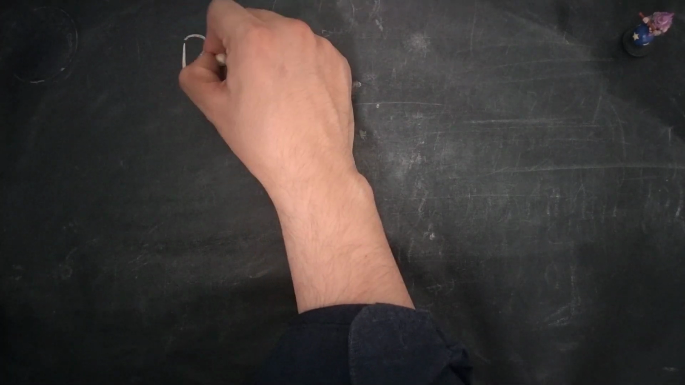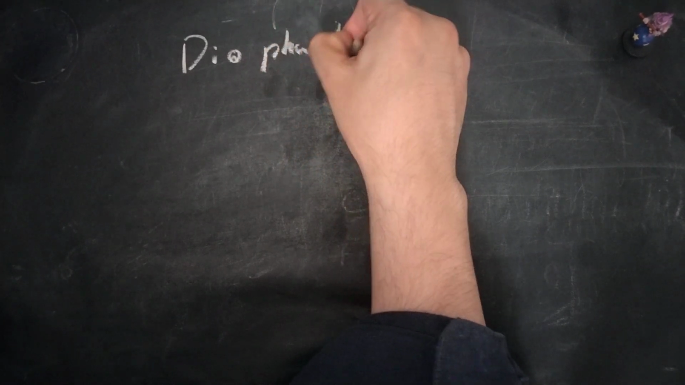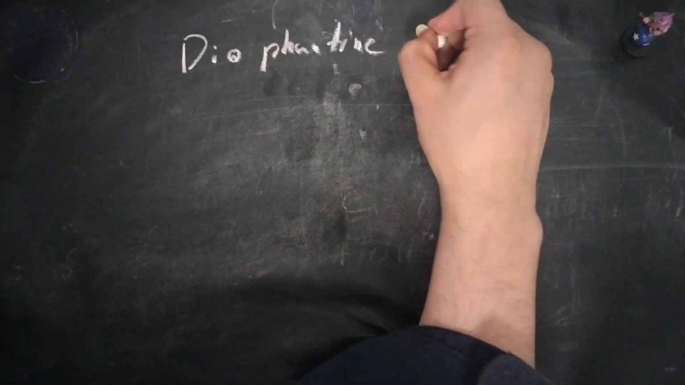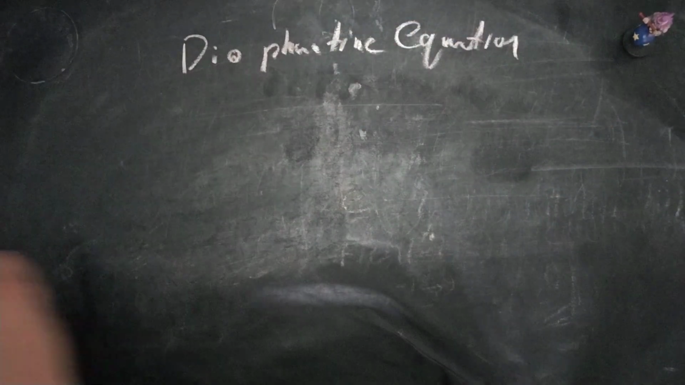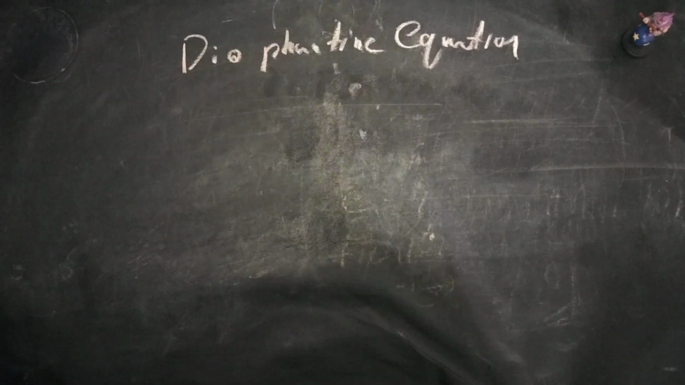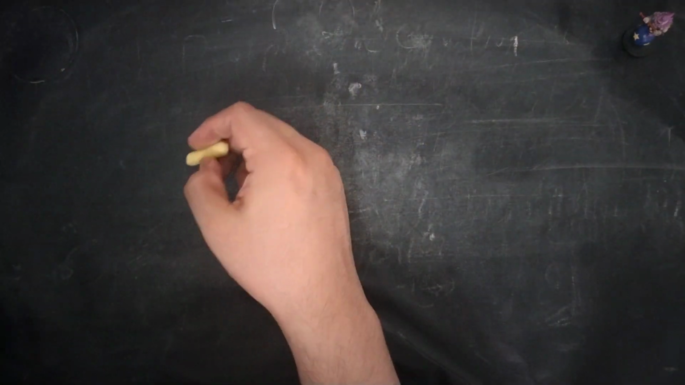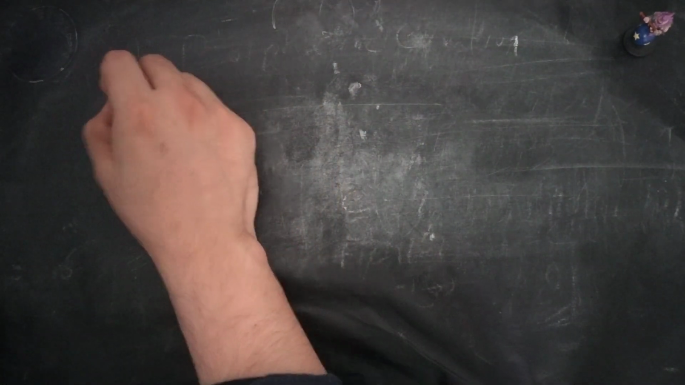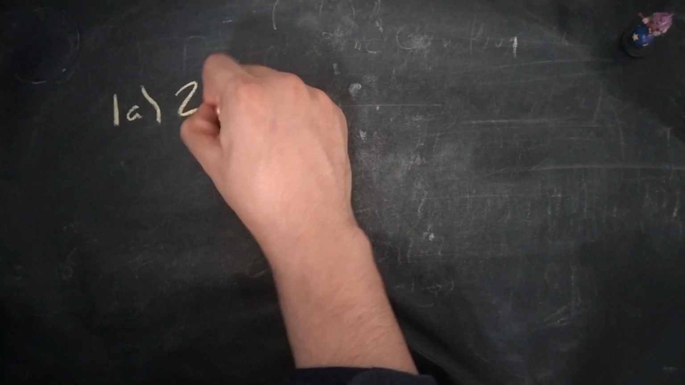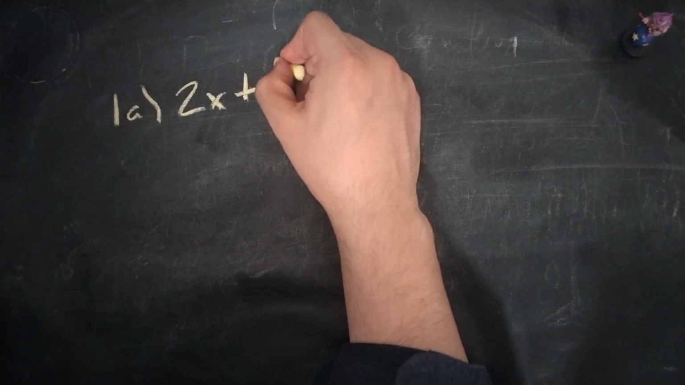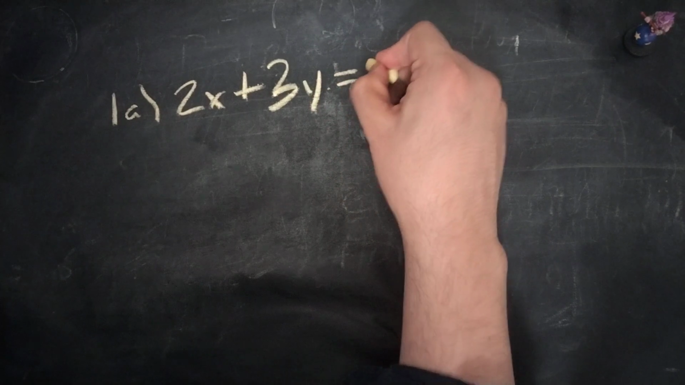I'll keep this up here. Diophantine equation. So, let's get started. Problem 1, 1A, goes as follows. We're being asked to find the general solution, if a solution exists, of these equations.